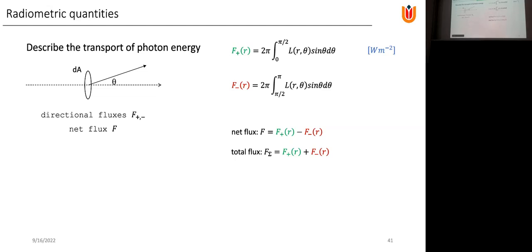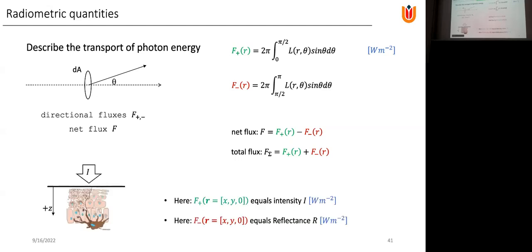Why would we do that? Well, if we take a small unit area in the tissue, and have these fluxes through that area in one direction and in the other direction, then the difference between the positive and the negative flux is the net flux, the net flow through the area, and the total flux is the sum of that. If we go back to the geometry, let's say we have a piece of tissue that is illuminated with some intensity E, then intensity E has units of watt per square meter. These directional fluxes also have units of watt per square meter.